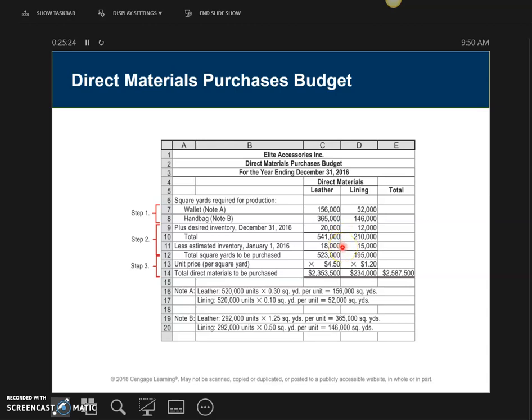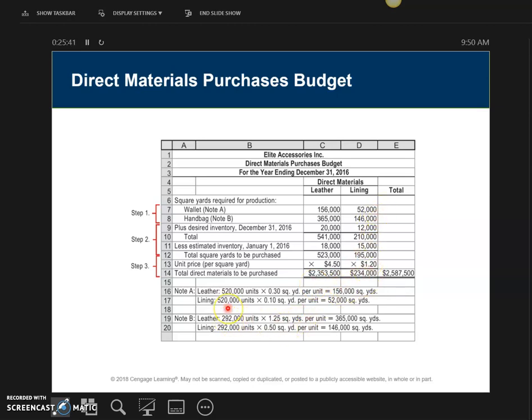Minus what I already have will tell me I only really need to buy 523,000, and I know that it costs me $450 per square yard, so I know this is my cost of my leather for direct materials for the whole year. Same thing with lining.